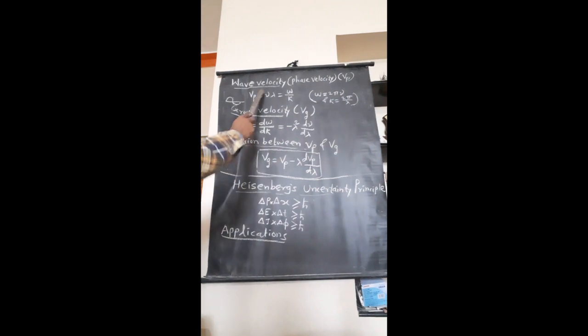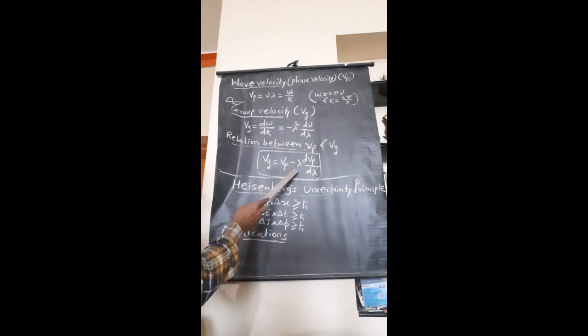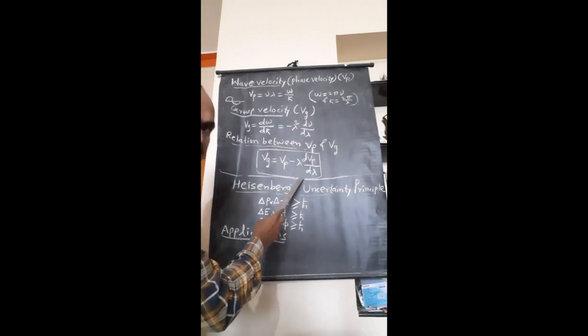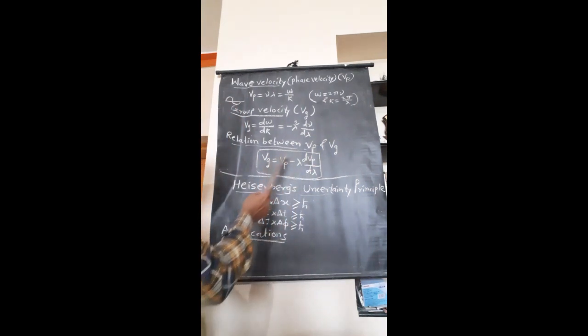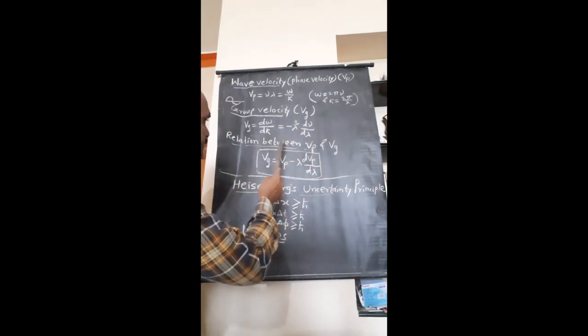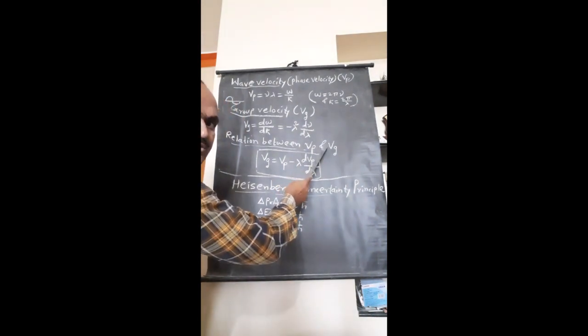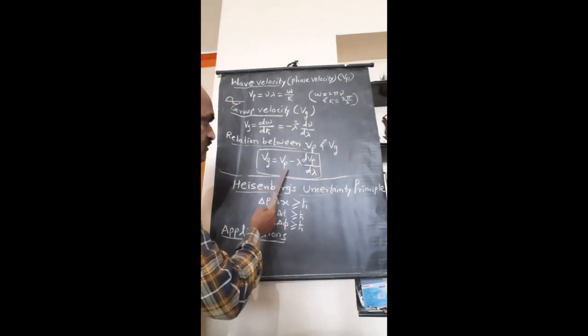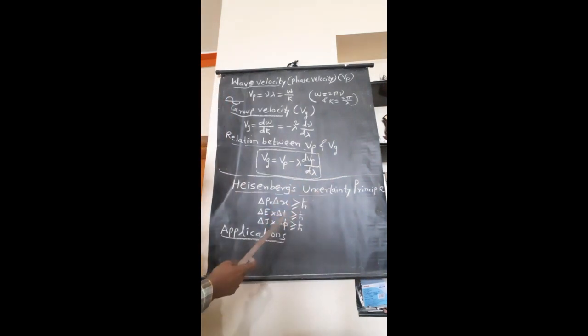The relation between wave velocity and group velocity is Vg is equal to Vp minus lambda dVp by d lambda. This is the relation between the phase velocity or the wave velocity and the group velocity. Vg is equal to Vp minus lambda dVp by d lambda.